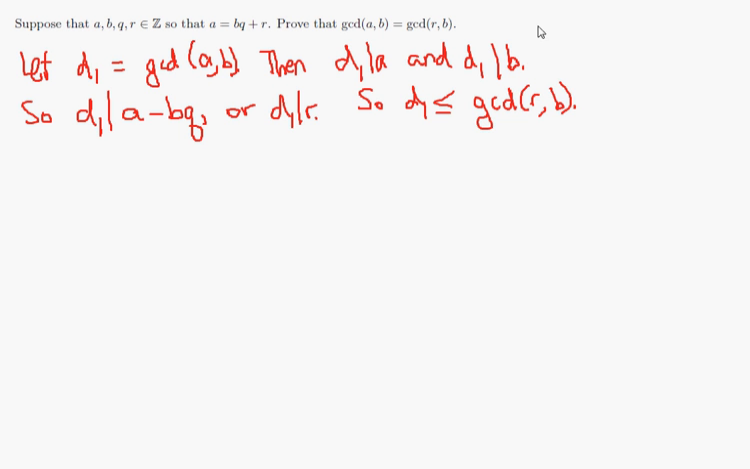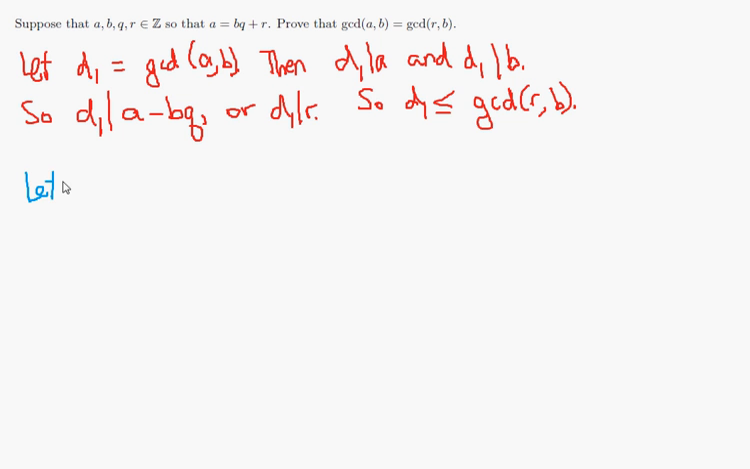Let's now do the other direction. You may want to pause the video now and try it out on yourself. But it's going to be very similar logic. So you might want to pause the video now, try it for yourself, and then restart it to see if you get it right. Okay, let's go the other direction.